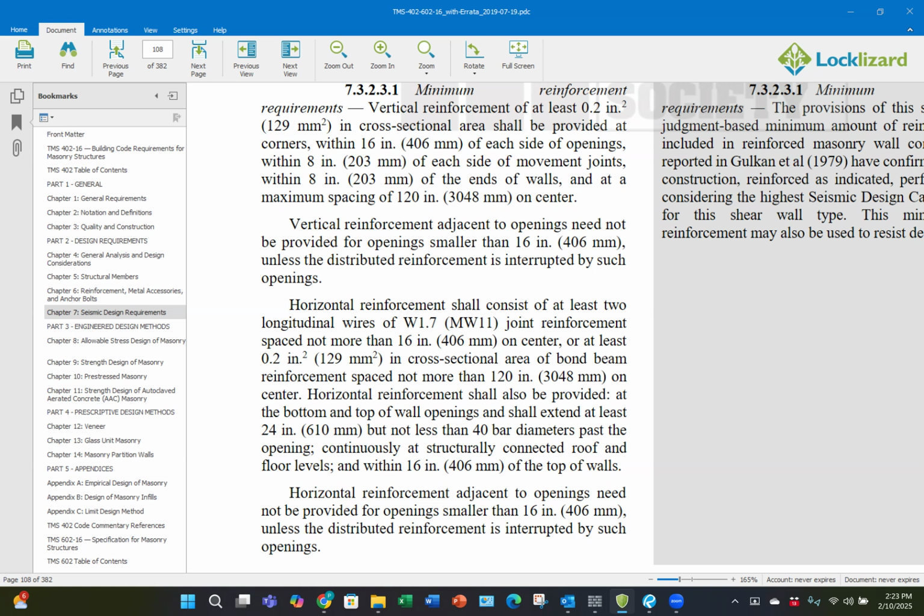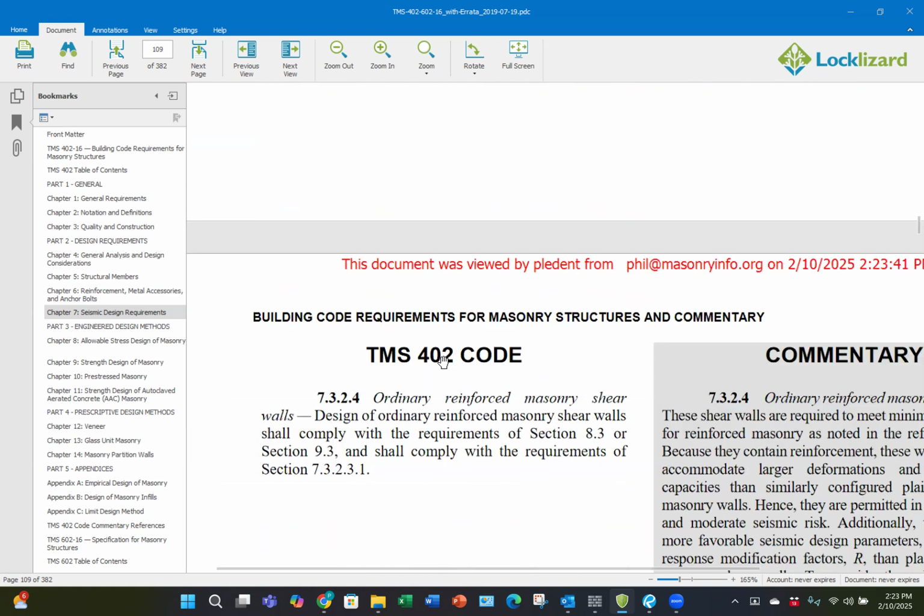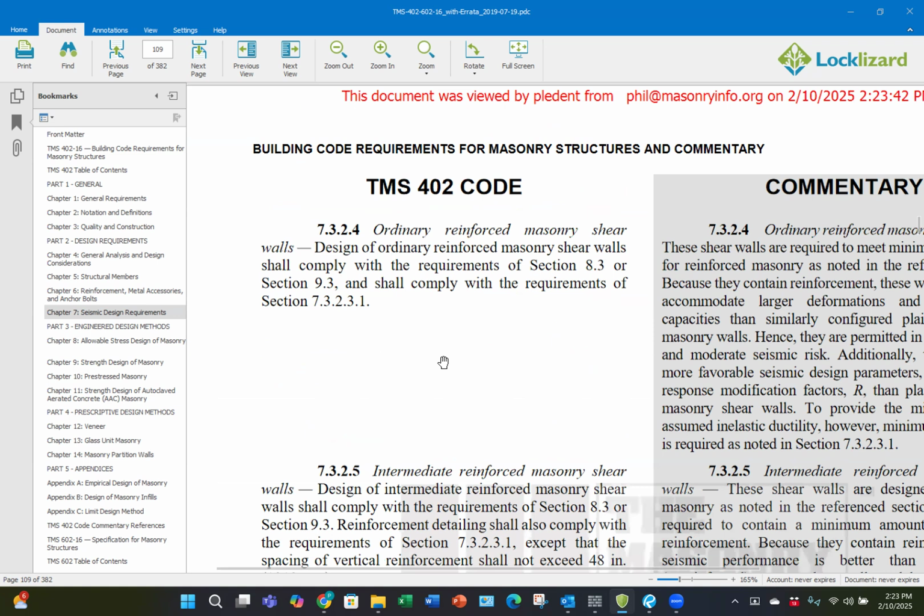And so if we look at Chapter 7, which again would be for elements of our lateral force resisting system, in Michigan, where we're in seismic design categories A, B, and C, we're permitted to use either ordinary reinforced masonry shear walls or intermediate reinforced masonry shear walls.